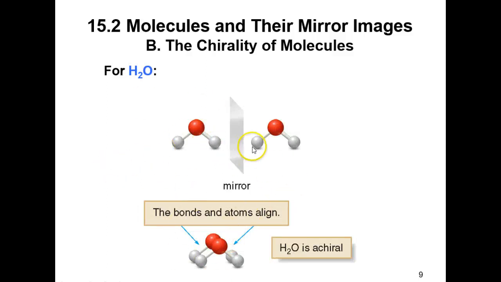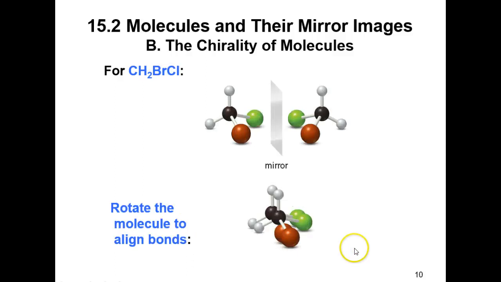Okay, so here's an example of water. Here is the mirror image of water, and notice this molecule is superimposable on top of this one. Therefore, this is an achiral molecule. Okay, all right, now let's look at a chiral molecule. I'm sorry, this is also achiral. Sorry. Here's the mirror image.